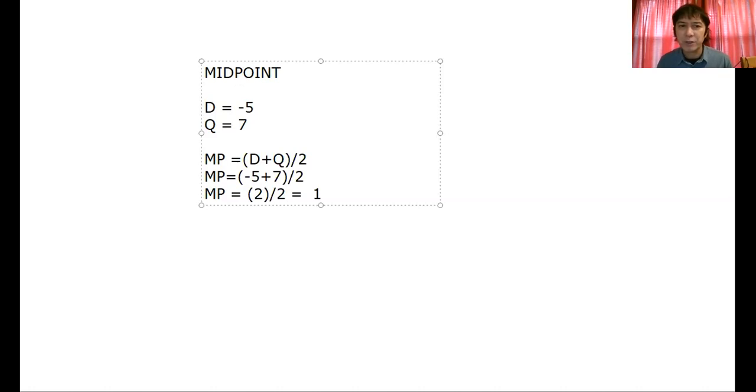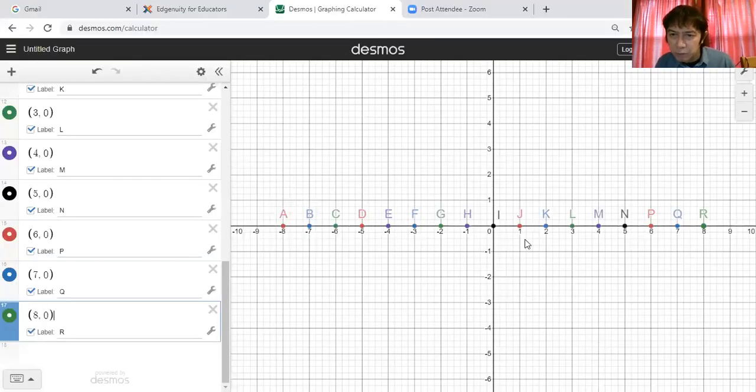And we have the answer 1, and we shall remember that. Now we shall locate the number 1 using the other screen. Number 1 seems to be point J. There, that's point J. And we actually used the 2 points D and Q there.